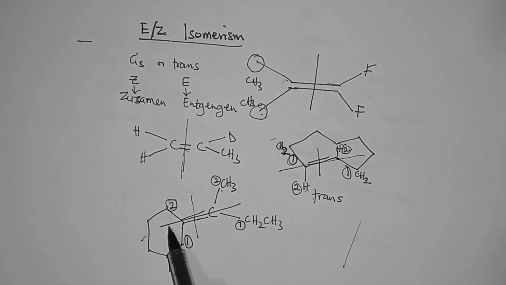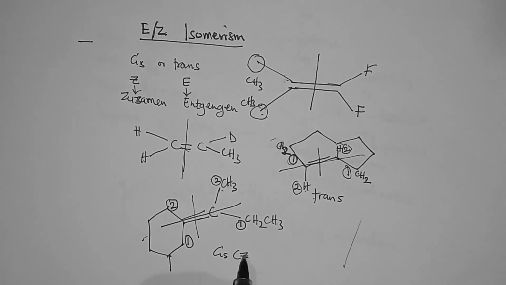So considering the horizontal line, you can see that on this side, the lower side is made up of 1, 1, and then the upper side is 2, 2. So the groups of higher priority are on the same side of the horizontal line, and therefore this is a cis molecule. So this is a cis, and therefore it is a Z.